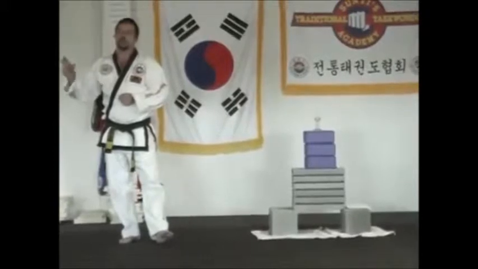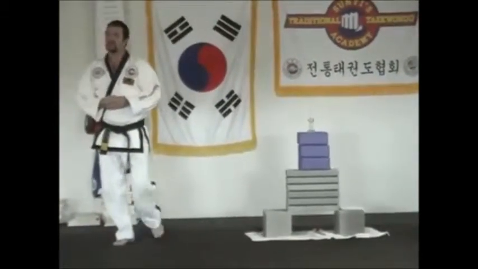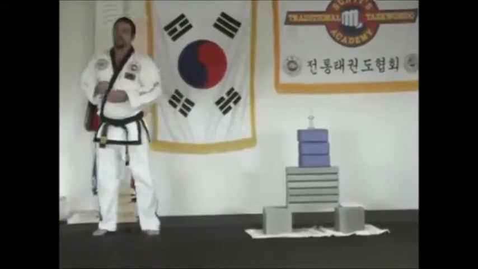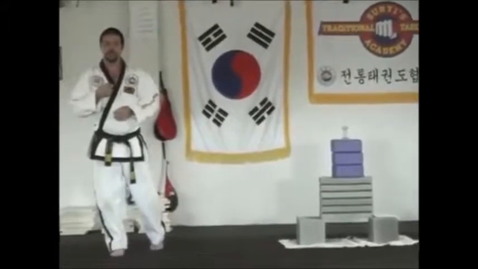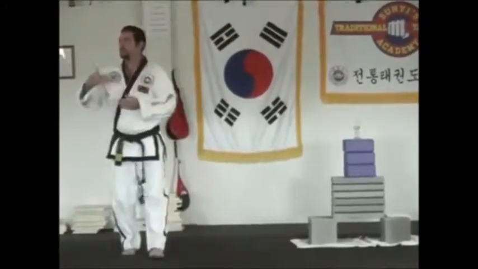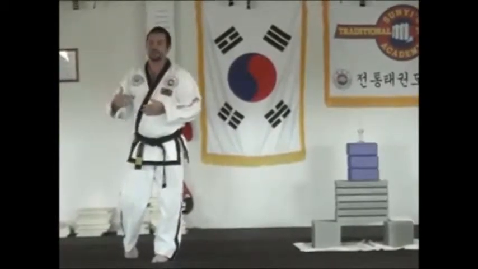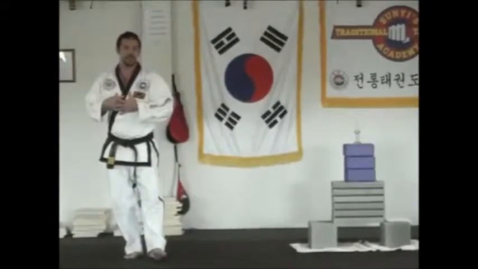Force equals mass times acceleration. F equals M times A is the equation we get from physics. If I take a little bullet and I throw it at you, it won't hurt. It doesn't have much acceleration or much mass or weight. If I fire that bullet out of a gun, it's going so fast, it has so much acceleration, the mass is the same, but it does a lot of damage.